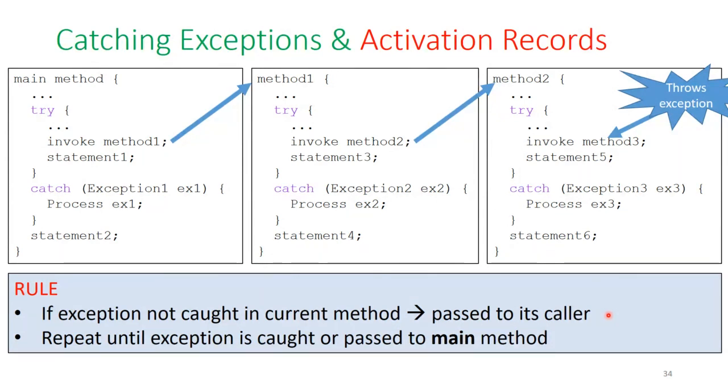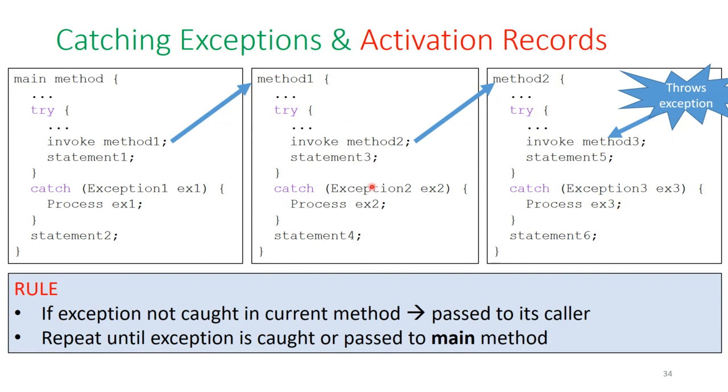If an exception is not caught in a method, in any method, then that exception is going to be passed to the caller of the method. That's the bubbling scenario that I was talking about. So here, method 3 raises an exception. It's going to throw an exception. If I catch it with this catch block here in method 2, the one that called method 3, no problem. If I don't catch it, this is when it's going to start propagating.